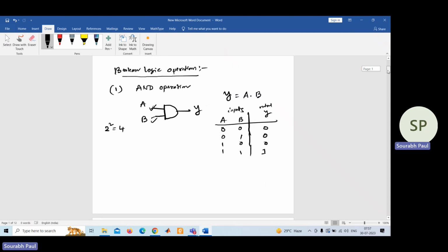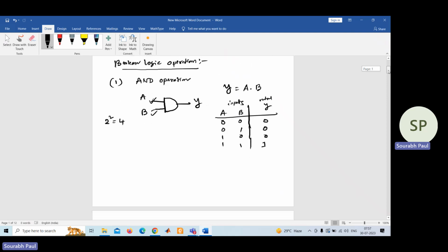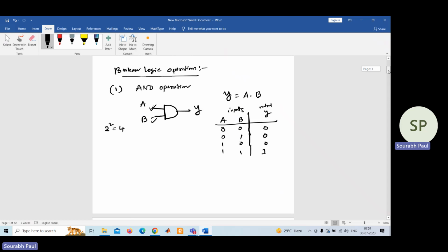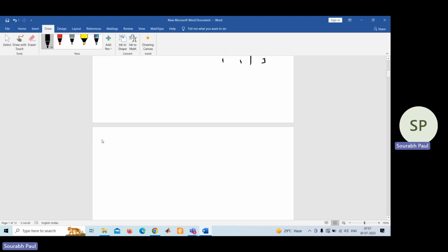Okay, and this operation is known as AND operation. So this is the first operation I have shown for Boolean logic operation. Then the next one is OR operation. So what is OR operation? OR operation can be given by this expression, that is A or B.